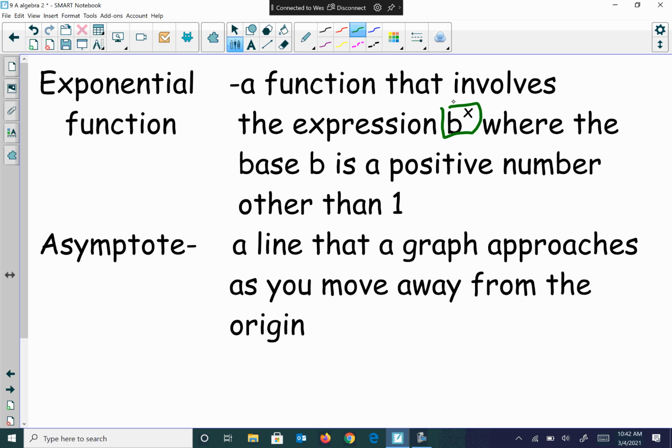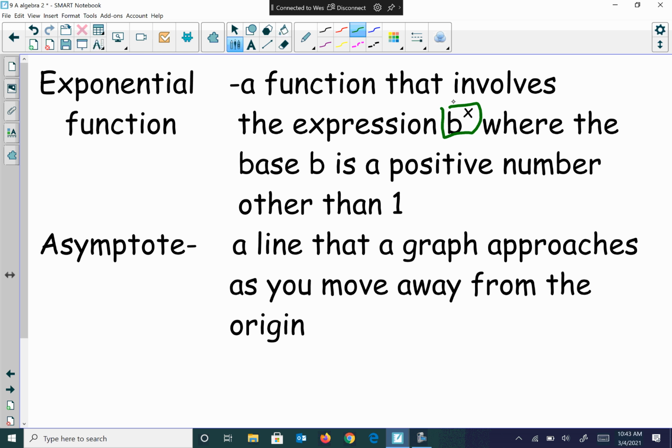Okay, so it's a function that involves the expression b raised to the x, where b is basically some number raised to the x. X becomes your variable, so your x is your exponent, where the base b is a positive number other than 1. You know, 1 to an exponent is still 1. So if it's 2 or 3 or 4 or 5, the base of the number becomes your growth rate.